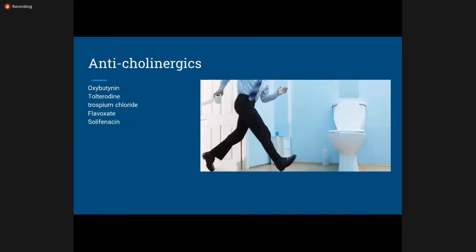Sometimes, not every time, we prescribe them anti-cholinergics. Anti-cholinergics are prescribed when somebody is having urgency. He cannot stop his urine, then we prescribe them this. There is a long list of anticholinergics available in the market. These are oxybutynin, tolterodine, trospium, flavoxate, and solifenacin.